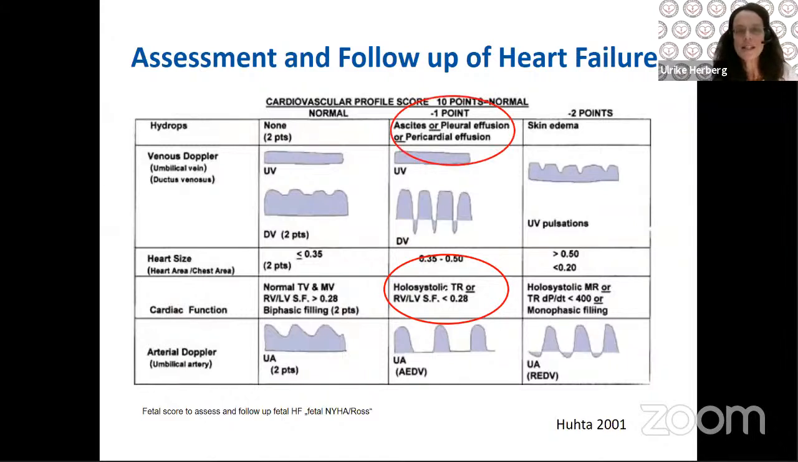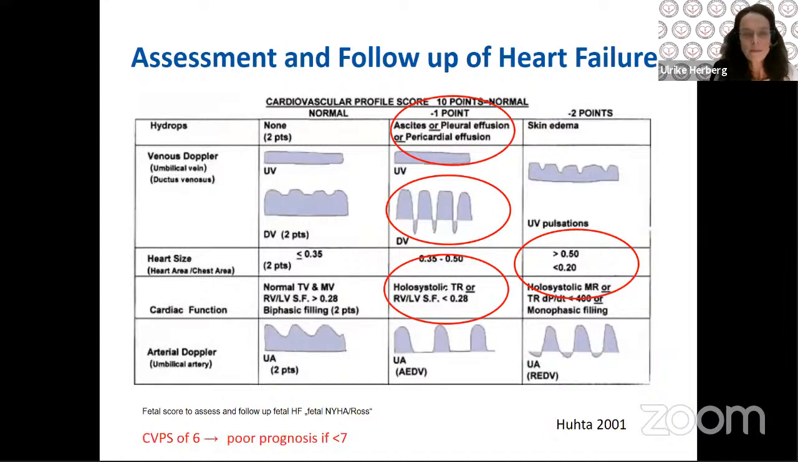Then our patient had ascites and pleural effusion, so 9 minus 1 is 8 points. Negative A waves in the venous duct, so minus 1 is 7, and also a heart size of about 0.5 heart area to chest area, so again minus 2. So this patient has a CVPS of 6 or 5, and this is really poor. Poor prognosis if this cardiovascular profile score is less than 7.